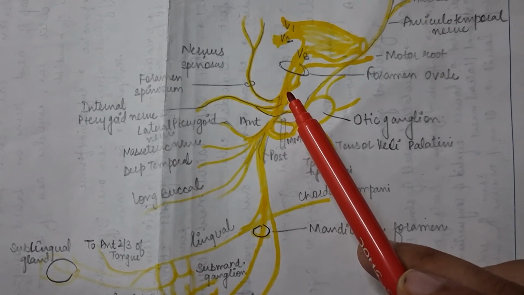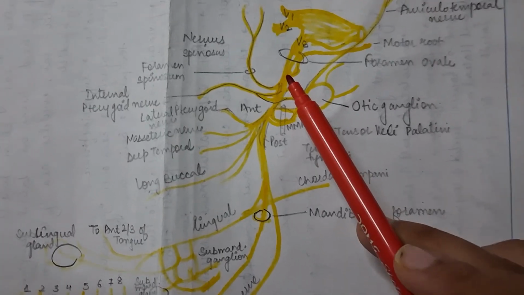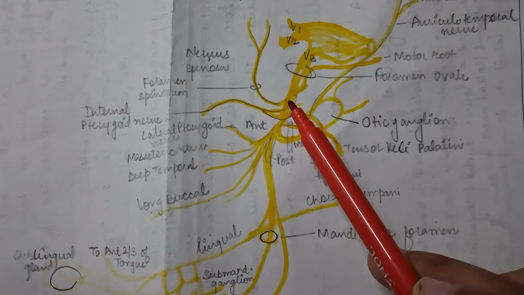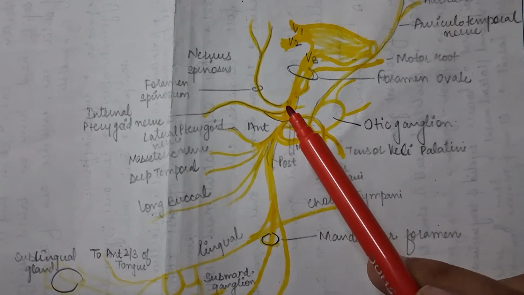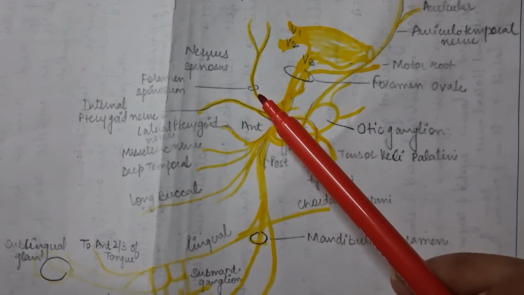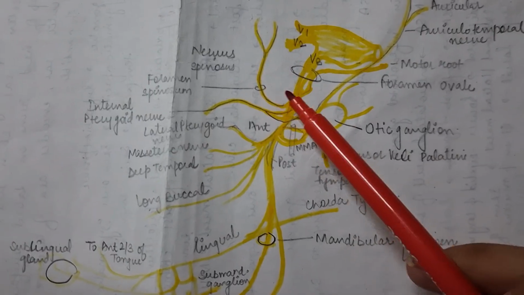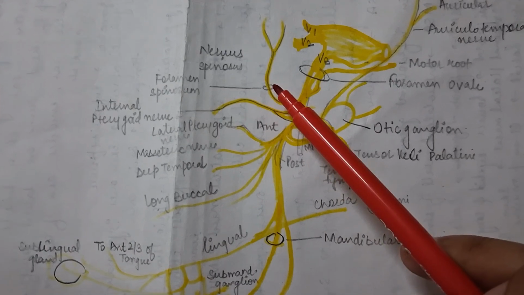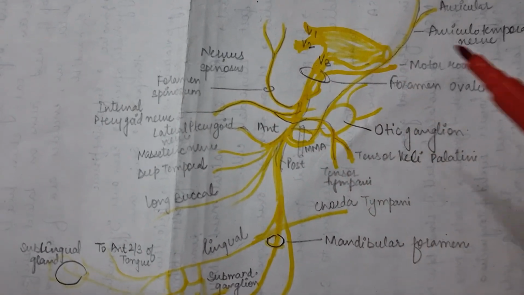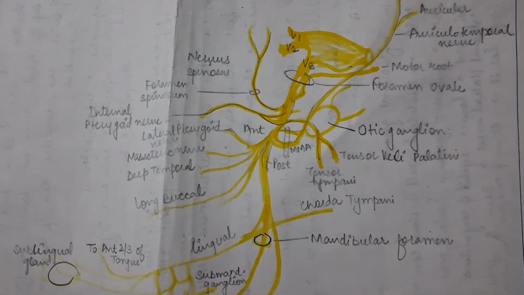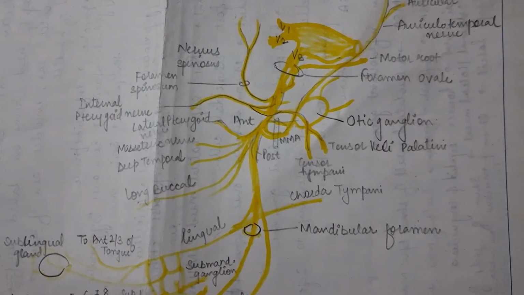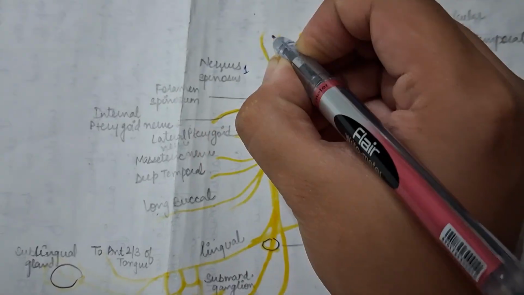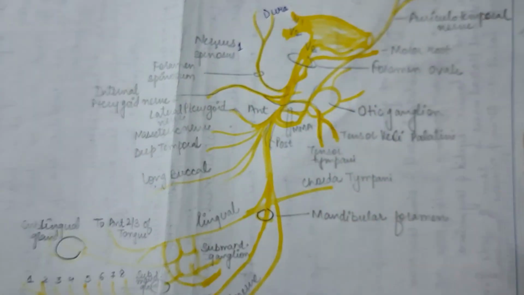The branches are divided into branches from the undivided part and from the divided part. From the undivided part, it gives the first branch, that is nervus spinosus, which passes up into the skull through the foramen spinosum to supply the dura mater. So the first branch of the mandibular nerve is nervus spinosus. Number 1, it supplies the dura.